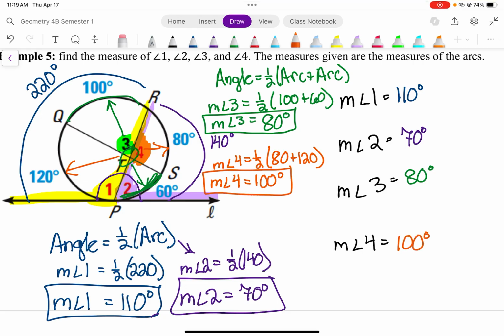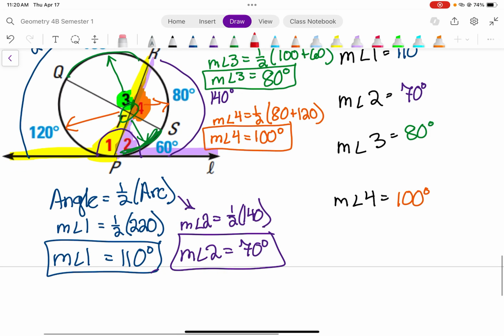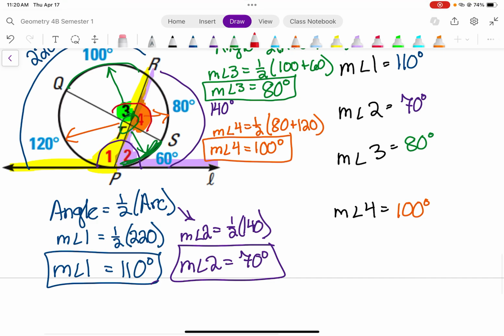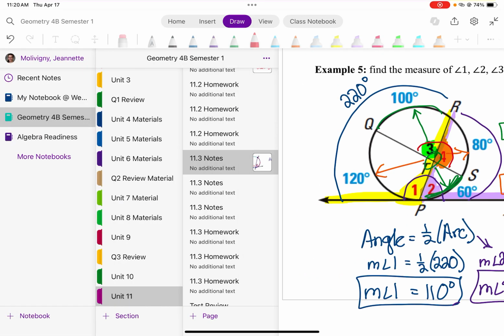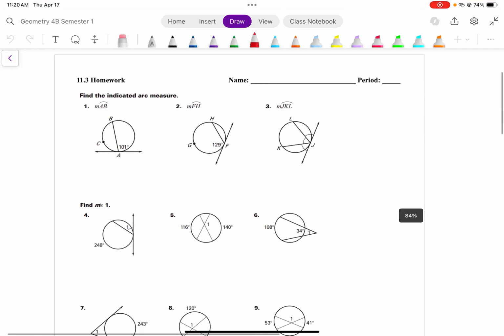So if you didn't get all those right, make sure you make changes. And again, if we look at this one where 3 and 4 are, those also should be supplementary angles and add up to 180. 80 plus 100 is 180, so that means we did all of the math on that problem correctly. All right, so go ahead, work through the 11.3 homework.